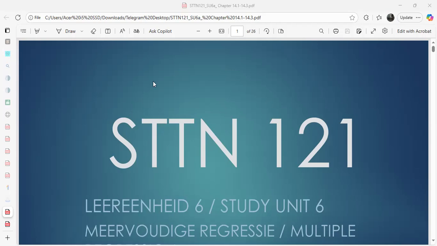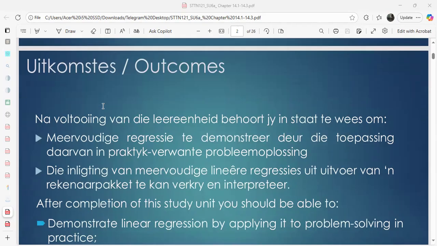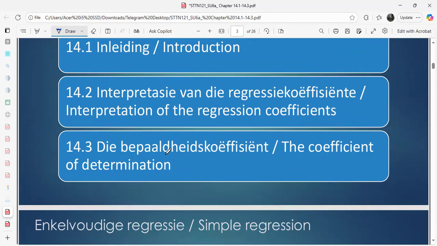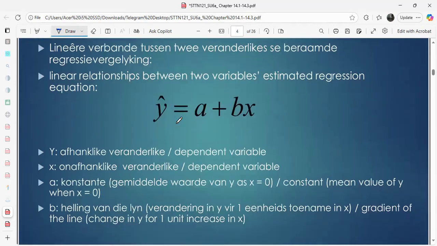Okay, let's start. After the completion of this study unit, we must demonstrate linear regression by applying it to problem solving in practice, then obtain and interpret the information. That's the introduction.